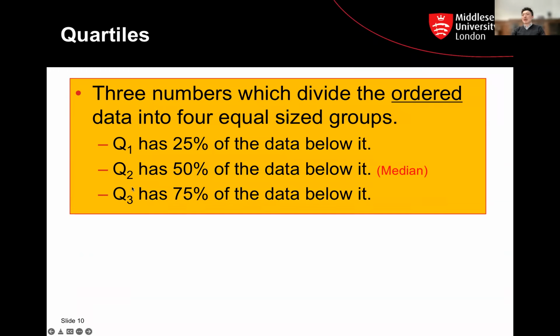And then similarly, below Q3, you have 75%. So that means between Q2 and Q3, you have another 25%. And so this leaves another 25% that will be above Q3.